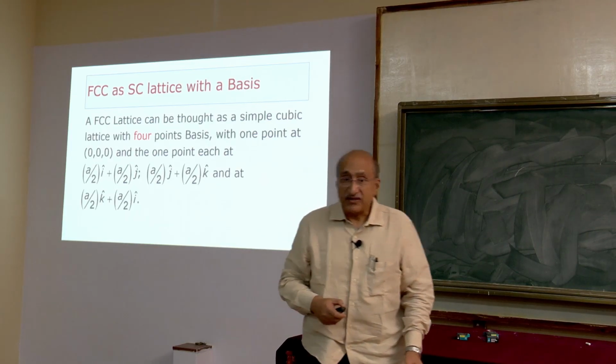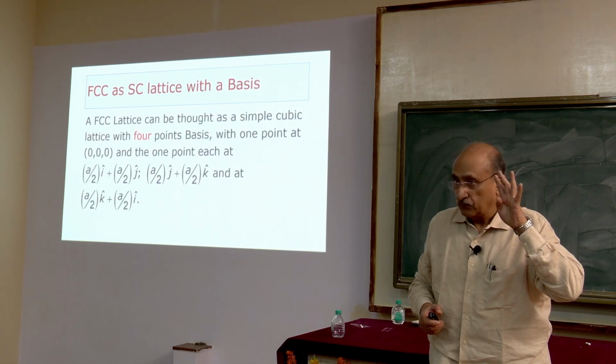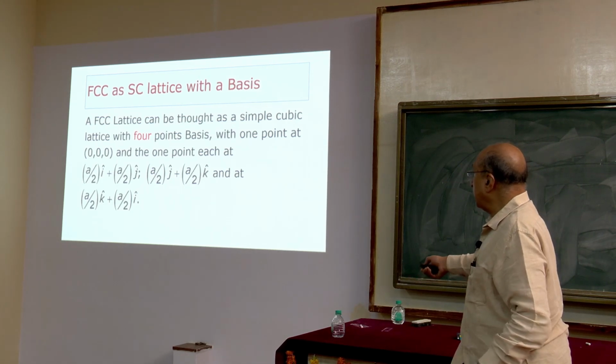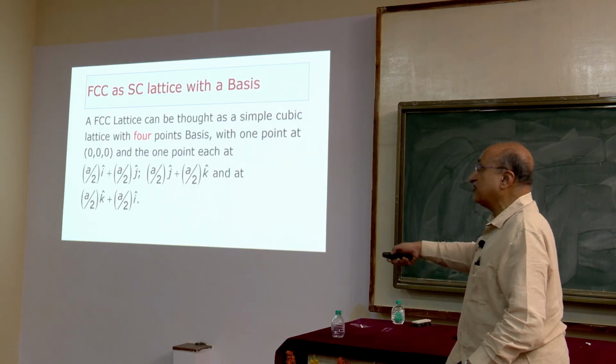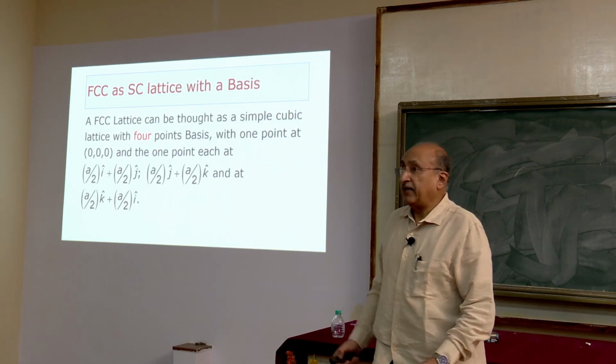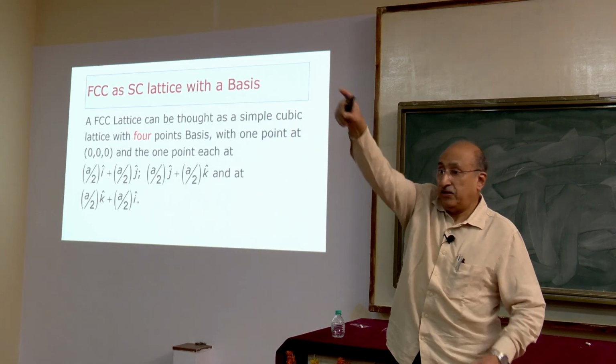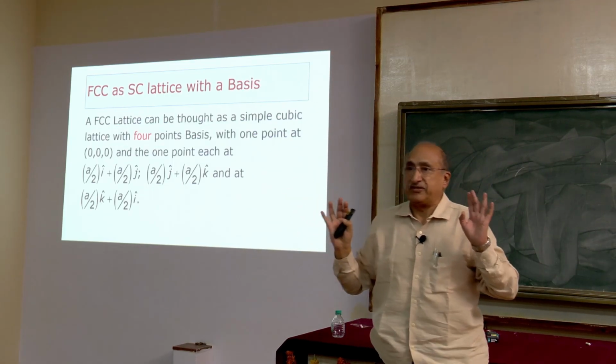FCC can be considered as a simple cubic lattice with 4 atoms basis. These are the atoms. These are the placing of the atoms. You start by looking at this face center, this face center, this face center. Then take another point, put 1 point at that face center, that face center, that face center. You will be able to center all the faces.